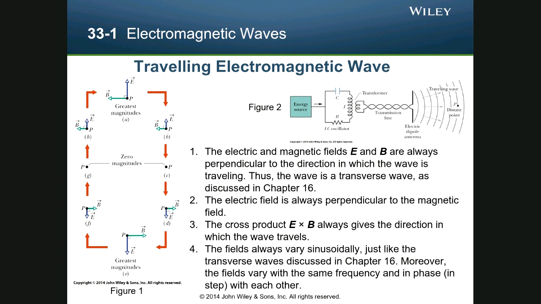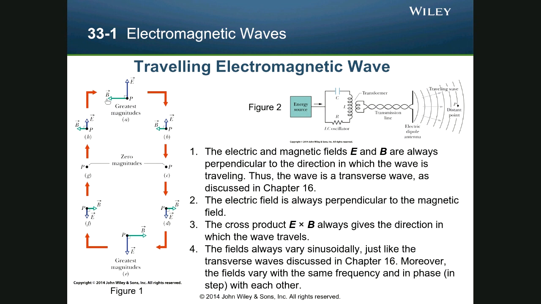All right? So the electromagnetic fields E and B are always perpendicular to the direction in which the wave is traveling. Thus, the wave is a transverse wave, as we discussed in chapter 16. So as you can see, no matter which way you're going, the direction of travel will either be into or out of the board. So E and B have to stay on this plane.